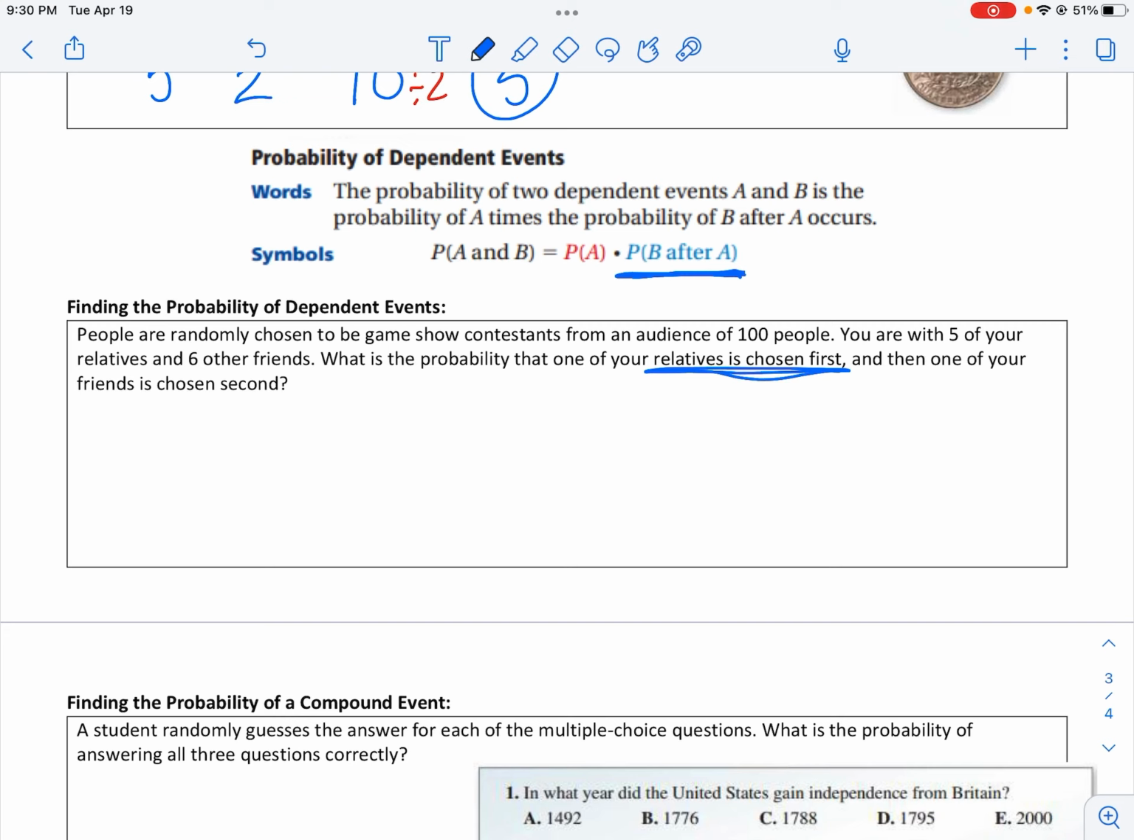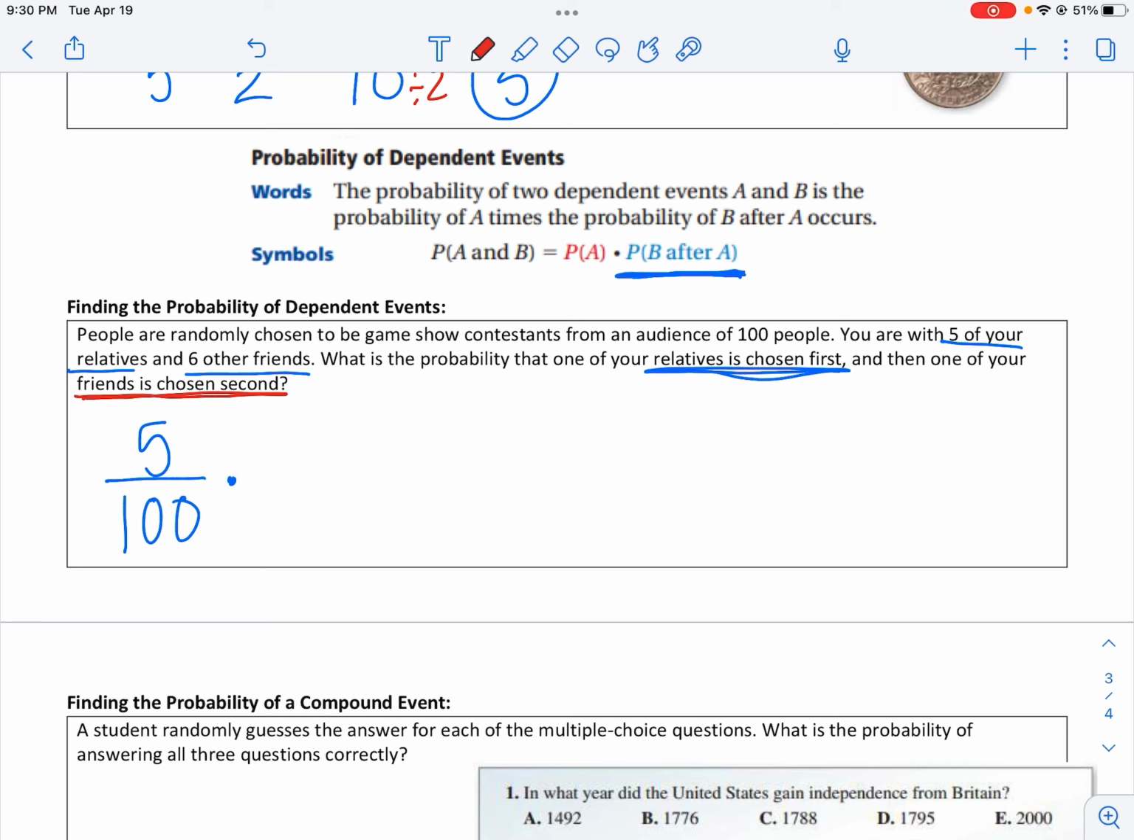So my relatives, I have 5 relatives and 6 friends. So I'm going to have 5 relatives over how many contestants or audience members, and we have 100. So we're going to start with 5 over 100. So that's my probability of A. Now I need to do times my probability of B after A. Okay. So now I need to find the probability that one of my friends is chosen second.